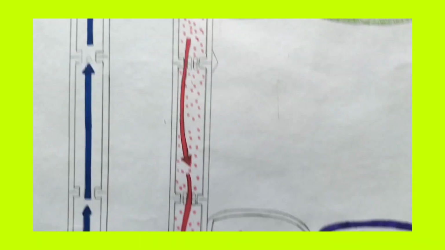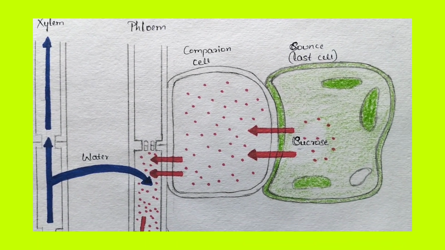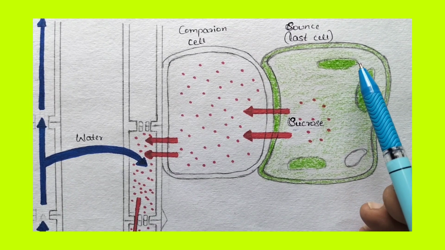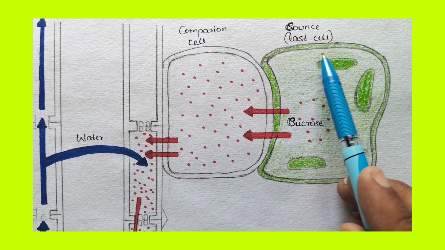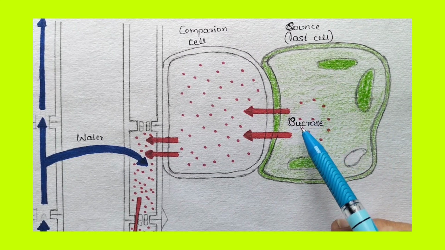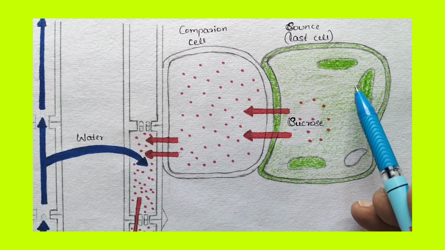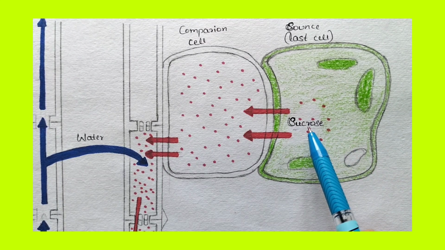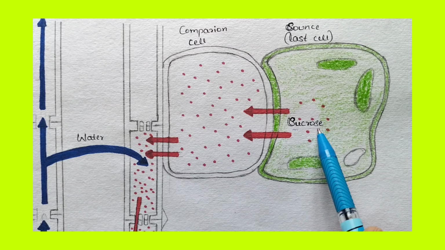So now let us look at this once again. Phloem is a food conducting tissue. Phloem consists of sieve tubes and companion cells. The cells which are always associated with the sieve tubes are called companion cells. Now, in a process called photosynthesis, this is a leaf cell. When photosynthesis happens in these leaf cells, food is prepared. The food prepared in the leaf cell will be stored in the form of sucrose.